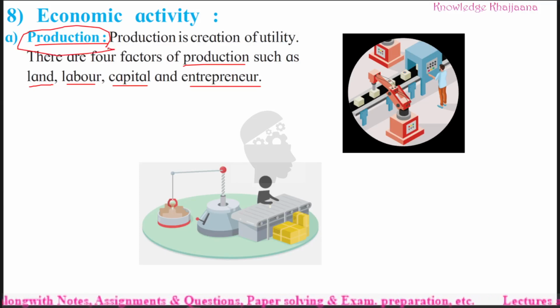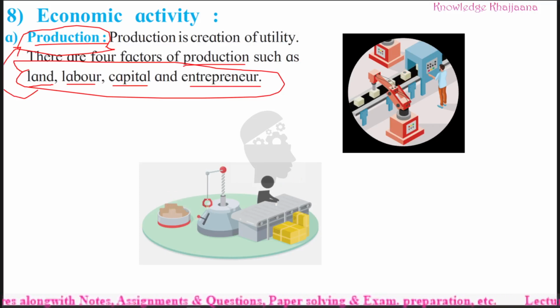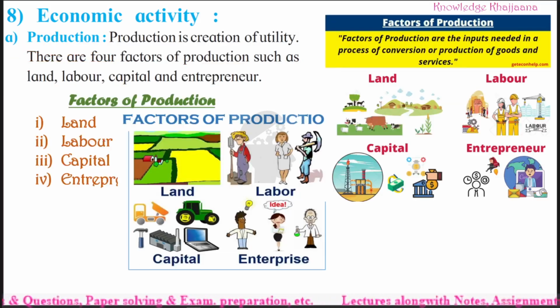What is production? Converting the raw material into finished goods, which brings utility to that raw material. That is called production. These four factors have a big contribution towards the process of production. The first factor of production is land.